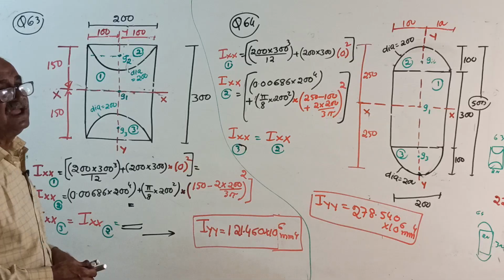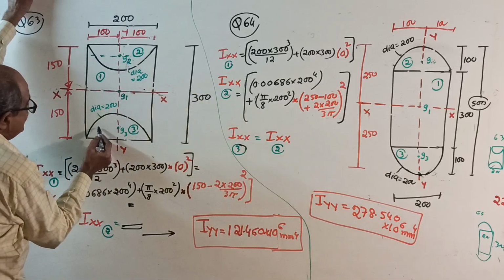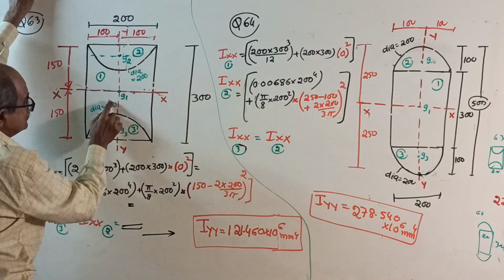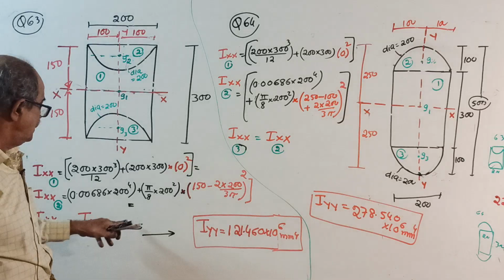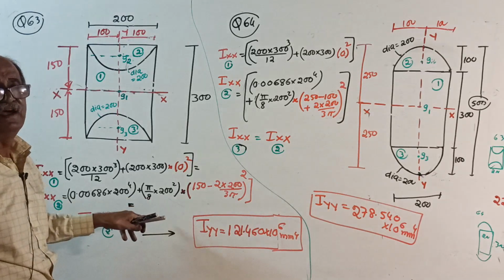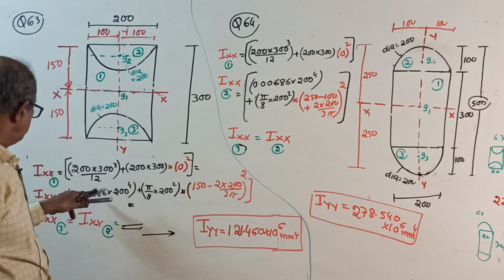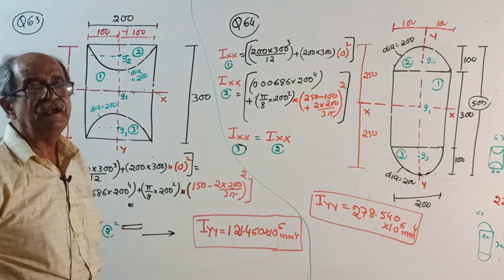Now for 3, not required. See here, how much is this Ig? Same Ig. How much is this distance square? Same distance square. So Ixx for 3 equals Ixx for 2. Whatever you got as the answer there. So finally I equals 1 minus 2 plus 3. Write the answer. Iyy, you try it.